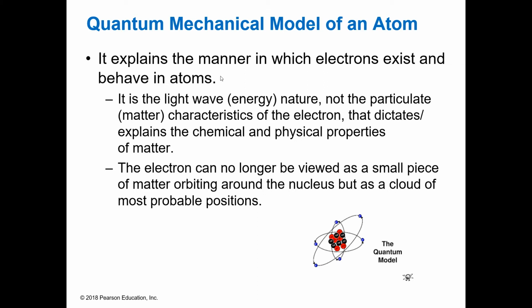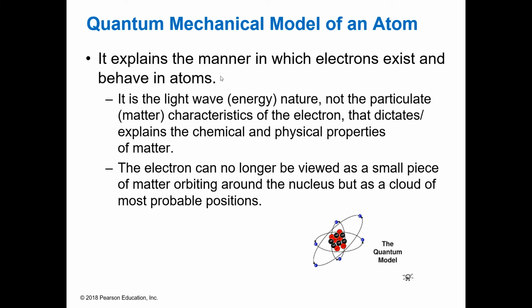Okay, we're going to look at it in a couple different ways. We're going to look at it in terms of light, or light waves, which is energy, and what happens when we focus on light. That's going to help us look at the characteristics of the electron. And this helps explain the chemical and physical properties of our different states of matter.